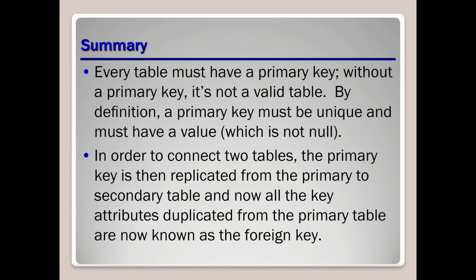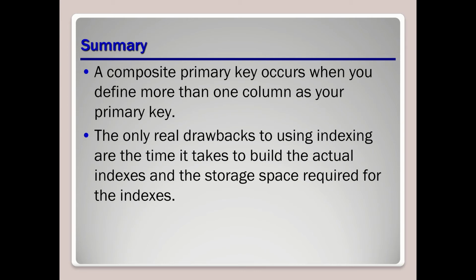So every table must have a primary key. Without a primary key, it is not a valid table. By definition, a primary key must be unique and must have a value which is not null. In order to connect two tables, the primary key is replicated from the primary to the secondary table, and now all the key attributes duplicated from the primary table are known as the foreign key. A composite primary key occurs when you define more than one column as your primary key.